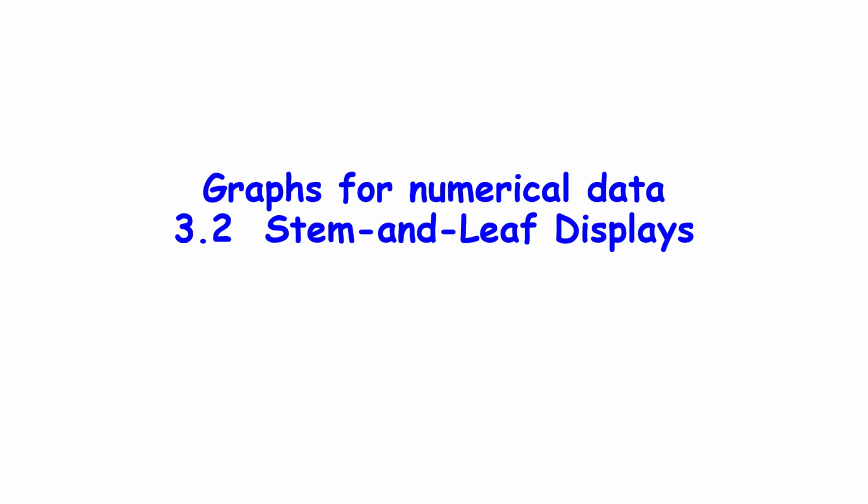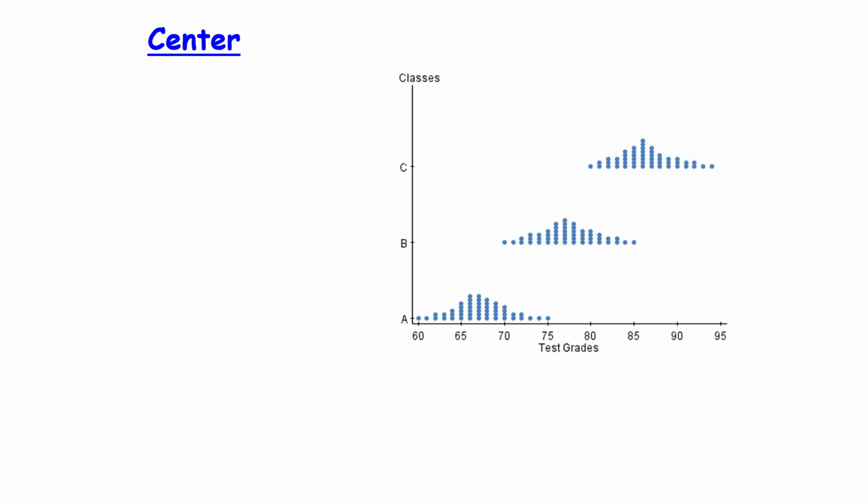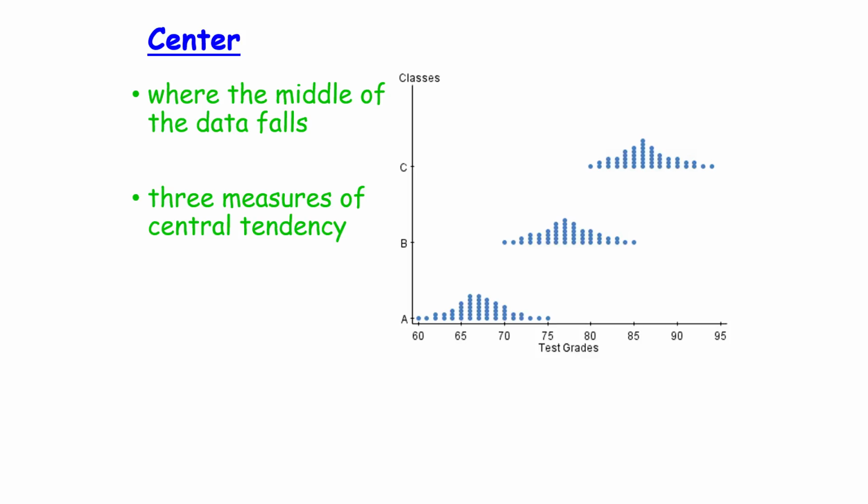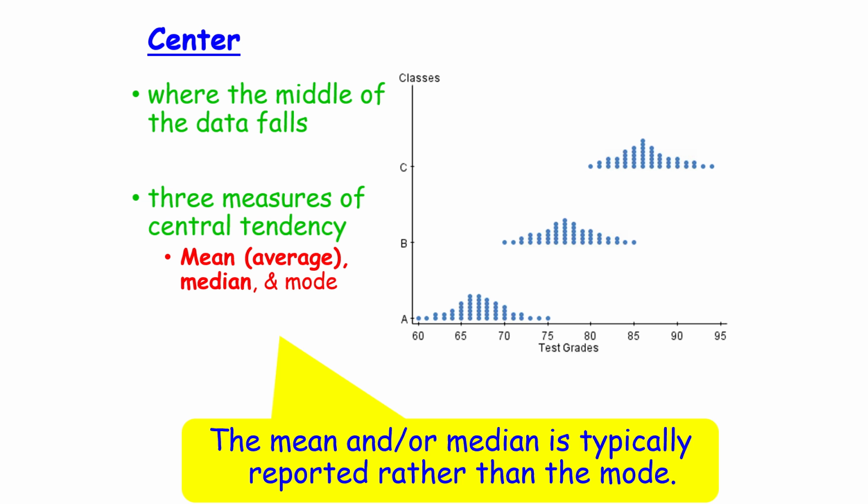In this video, we're going to be talking about graphs for numerical data, specifically stem and leaf displays. Let's talk a little about some distributions in center. So center. Center is where the middle of the data falls. There are three measures of central tendency: mean, or the average, median, and mode. Now the mean and or the median typically are what are reported rather than the mode.